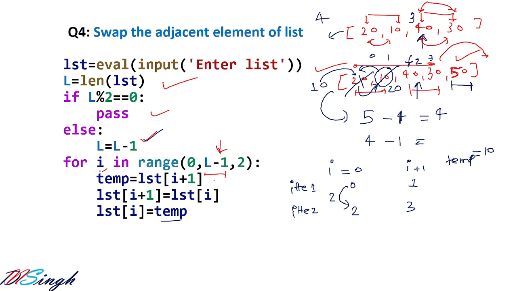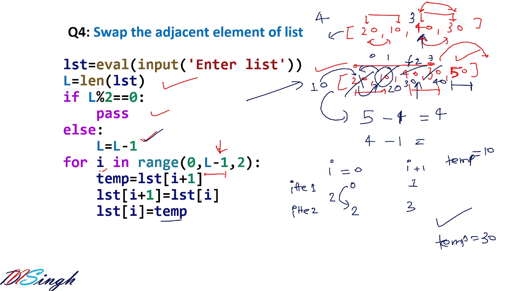So again the same procedure will happen. I is 2, so 2 plus 1 is 3. What is at index 3? 30 will be stored inside temp. So temp will hold, for the second iteration, 30, and we are solving this question for the odd index. Then list of I plus 1 will be overwritten with list of I. So 30 will be overwritten with list of 2, that is 40. 40 will be written here. Now next, list of I will be overwritten with the temp. What is the temp value? Temp value is 30. So 30 will be stored here.